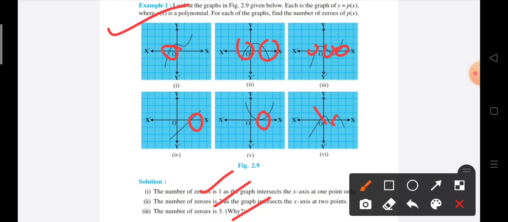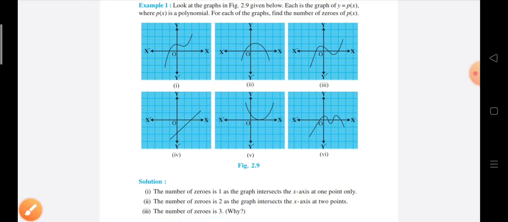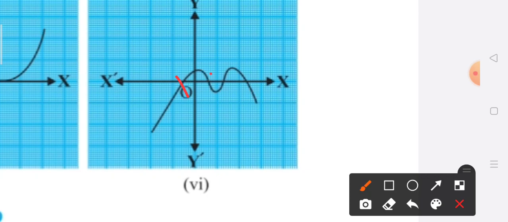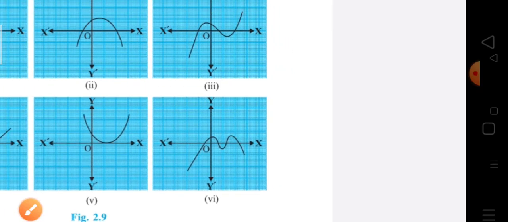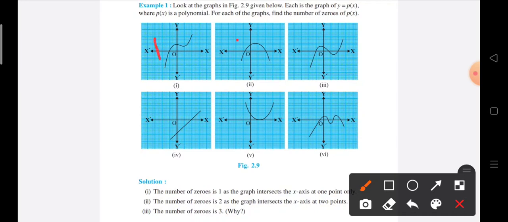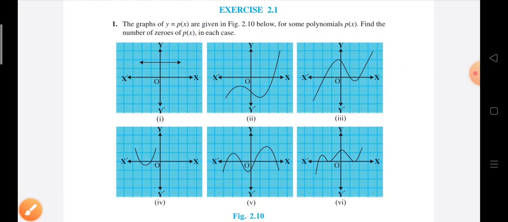Okay, let me make the screen big so we are able to understand this. Now we have to see this. How many zeros does it have? 1, 2, 3, 4. Okay, understood? The graph cuts the x-axis at four points, that is why it has 4 zeros. Understood? So the first one has how many zeros? 1. Second one 2. Third one 3. Fourth one 1. Fifth one 1. Sixth one 4. Clear? Now similarly you can do exercise 2.1 and solve it in your copy.